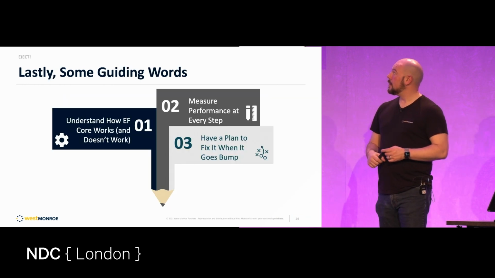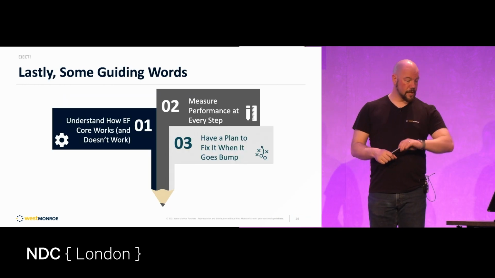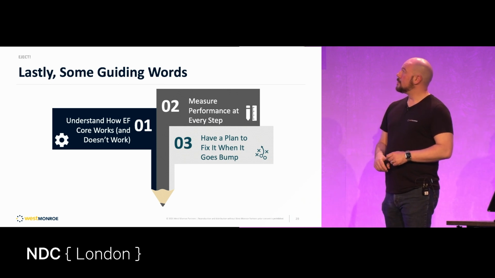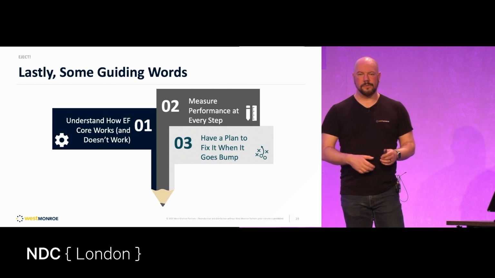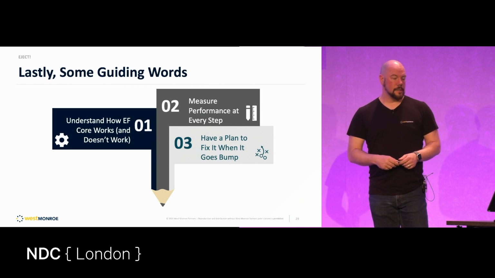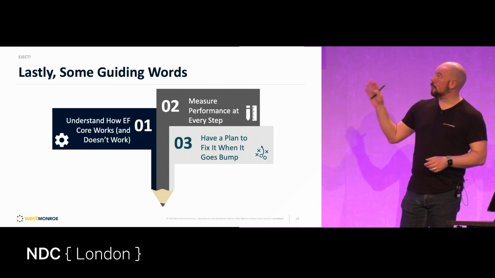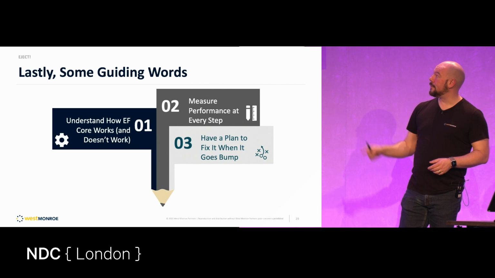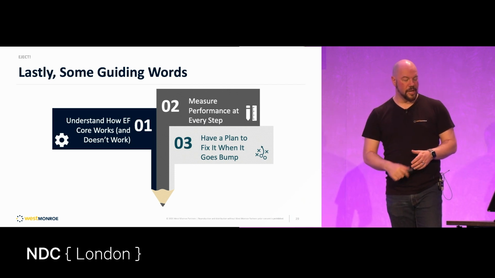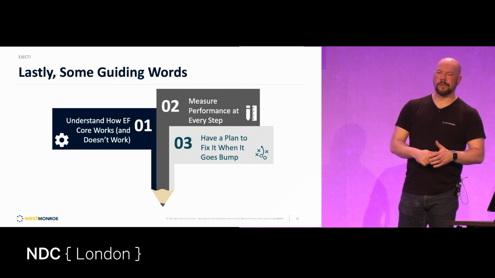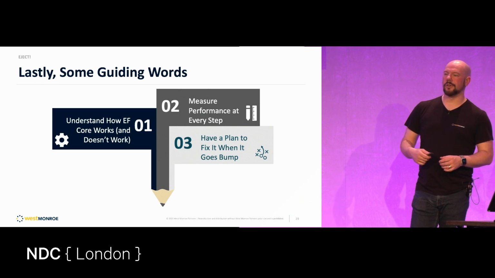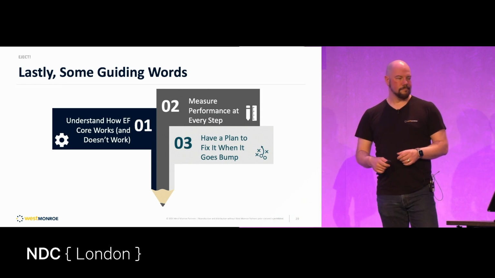Right. So I've gone very fast. I hope you guys have questions. Right, so understand how it works, how it doesn't work. The docs are your friends. They're really much more useful than they used to be. You want to measure performance, and if you've done 1 and 2, you're going to have 3, which is have a plan to fix it when it goes bump, right? That happens to everybody. This thing that worked all of a sudden doesn't work, right?